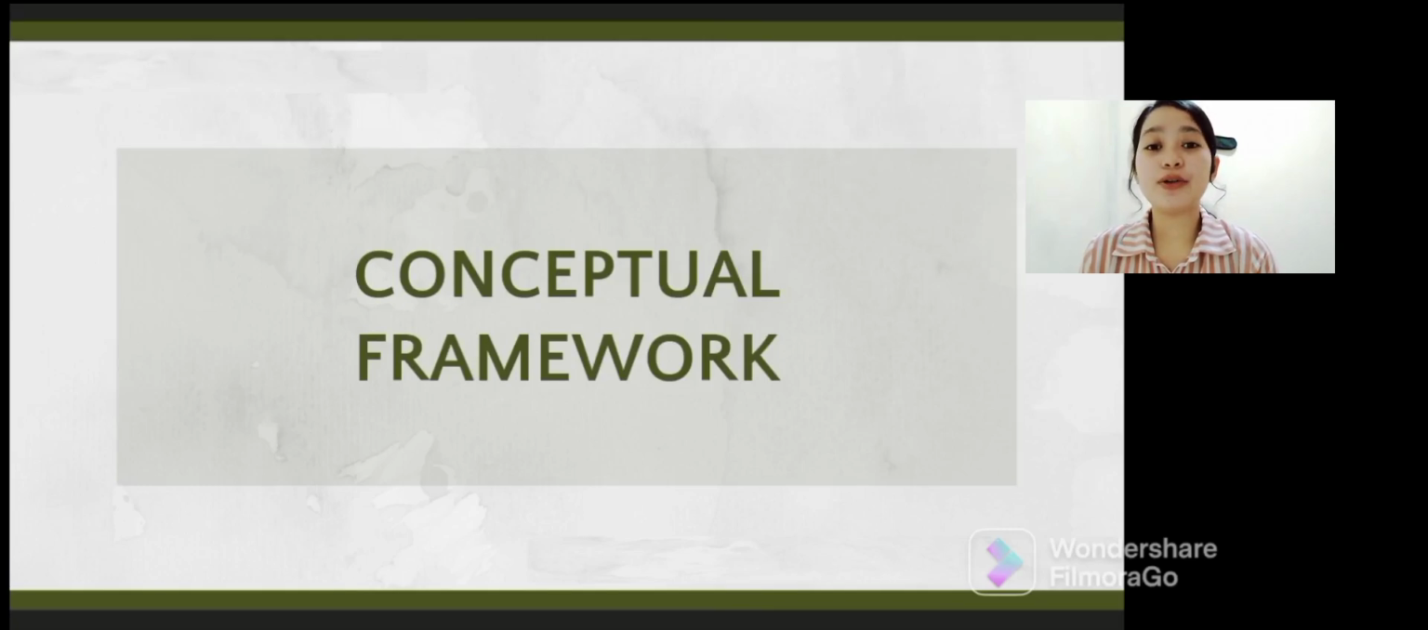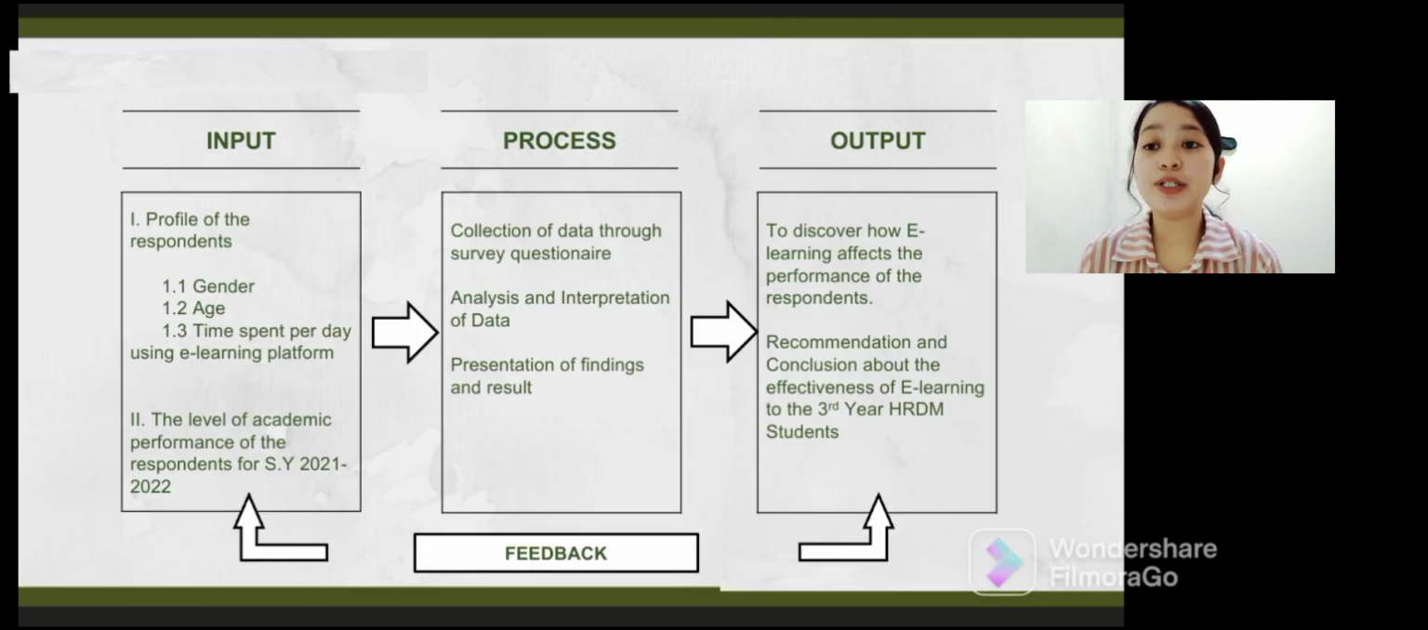Going to discuss the conceptual framework and theoretical framework of our thesis proposal. So first is the conceptual framework. Figure 1 represents the conceptual framework of the study. It utilizes the IPO, or the input, process, and outputs of the study.